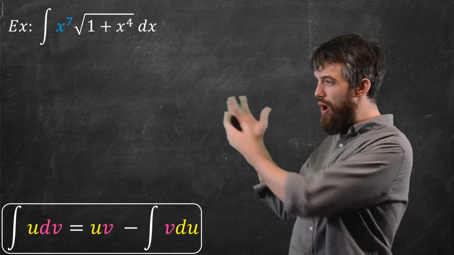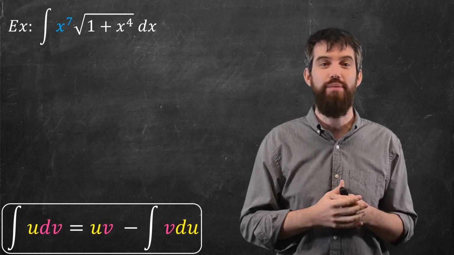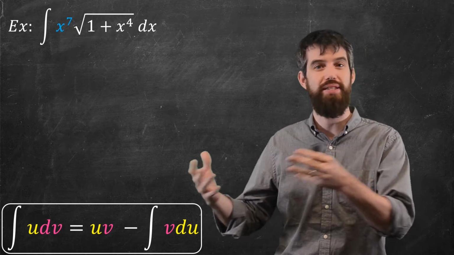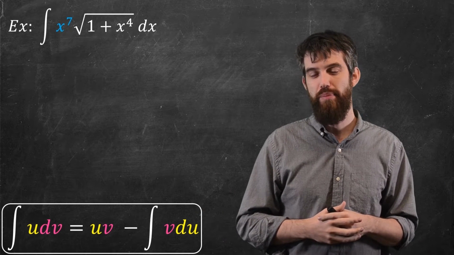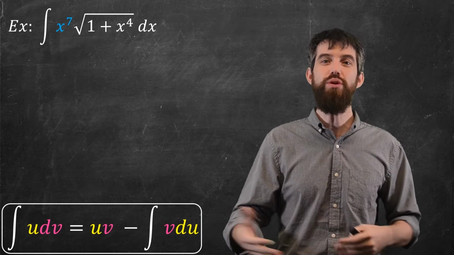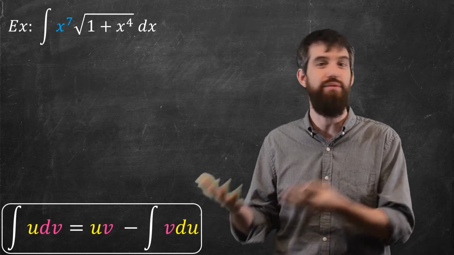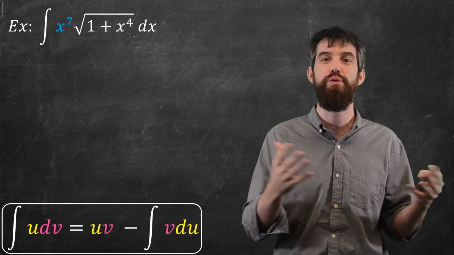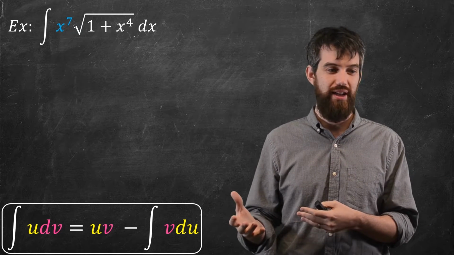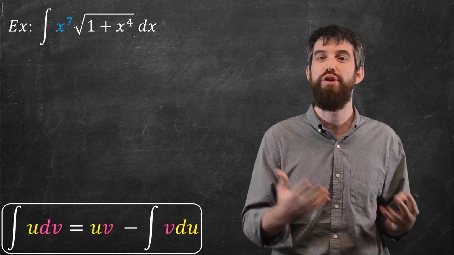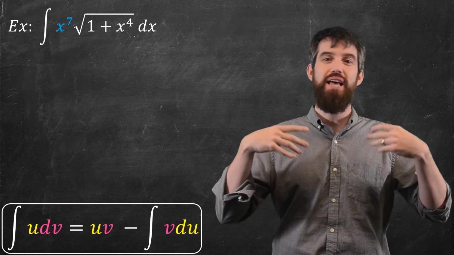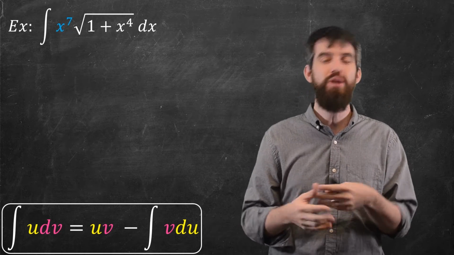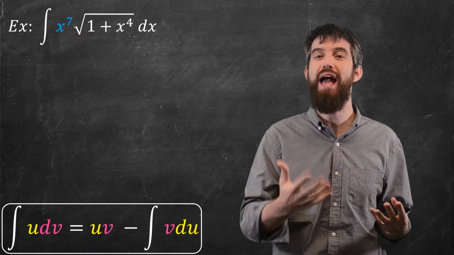Now, because it's a product, the most natural first guess might have been to say, well, u is x to the 7th and dv is this square root of 1 plus x to the 4th dx business. But if you did that, you can take the derivative of x to the 7th and get 7x to the 6th. It'd be very hard to take the antiderivative of the square root of 1 plus x to the 4th. If you were trying to integrate just the square root of 1 plus x to the 4th, maybe you would set the inside of the square root to be a u in a u substitution. But you'd be missing the du. You wouldn't have a 4x cubed term.